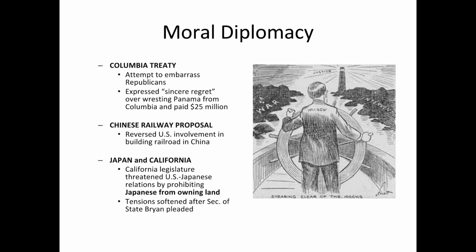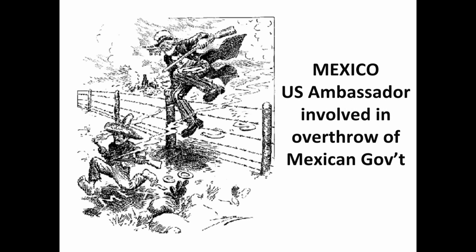He does pass some things such as the Columbia Treaty to embarrass Republicans by getting them to express regret over the situation in Panama. He proposes the Chinese railway proposal to pull the United States out of the spheres of influence in China. And he also pushes and threatens the California legislature to prevent the Japanese from owning land, and we get that negotiated by the Secretary of State to ease up on that.